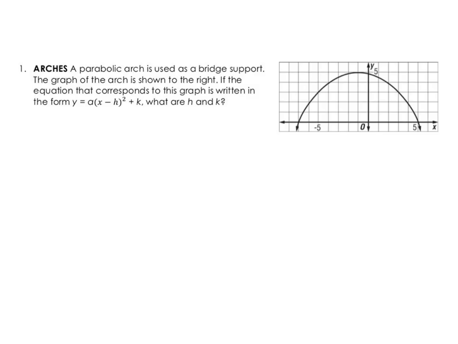So number 1, arches. A parabolic arch is used as a bridge support. The graph of the arch is shown to the right. If the equation that corresponds to this graph is written in vertex form of a quadratic function, what are h and k? So we know that h and k are dealing with our vertex, right?